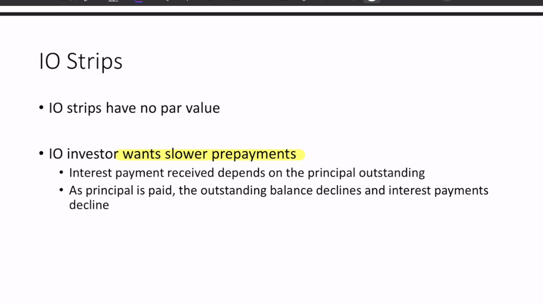Basically the reason for this is as principal is prepaid, the outstanding balance declines and interest payments go down. So we could use the same example we had on the last slide for simplicity. It was $100,000 versus $100,000 after 2 years. In the first example, someone is paying interest for all 5 years up until that $100,000, versus if someone prepays in 2 years, they're only making 2 interest payments.